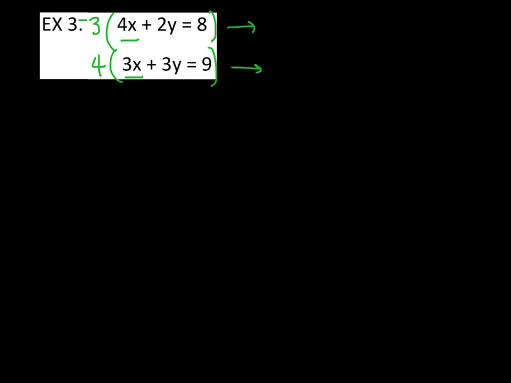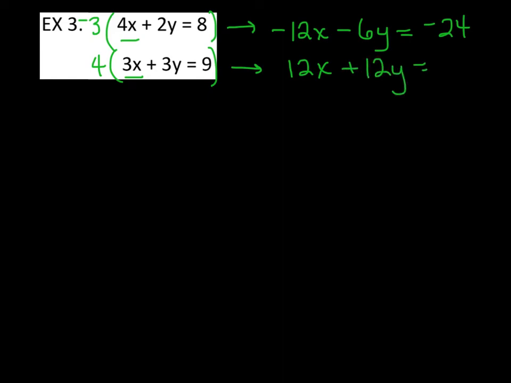Okay, so I'm going to go ahead and multiply those numbers through the entire equation and write that over. So the top would end up being, like I said, negative 12x. And then it's negative 3 times 2y, which is going to be negative 6y. And then I have negative 3 times 8, which is negative 24. On the bottom, I multiply the entire equation by 4. So positive 12x plus 4 times 3y is again positive 12y is equal to 4 times 9, 36. Okay? Now, once again, I'm going to add down.